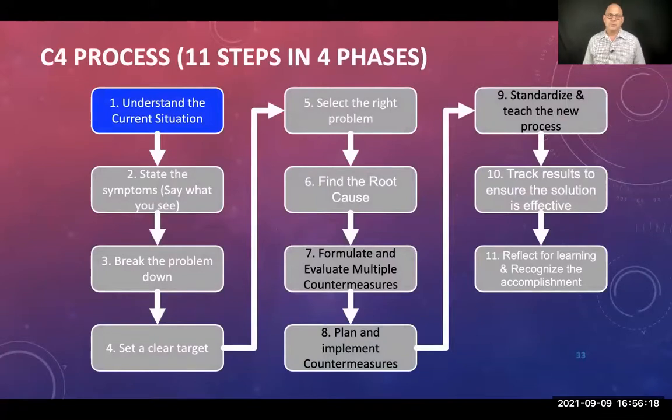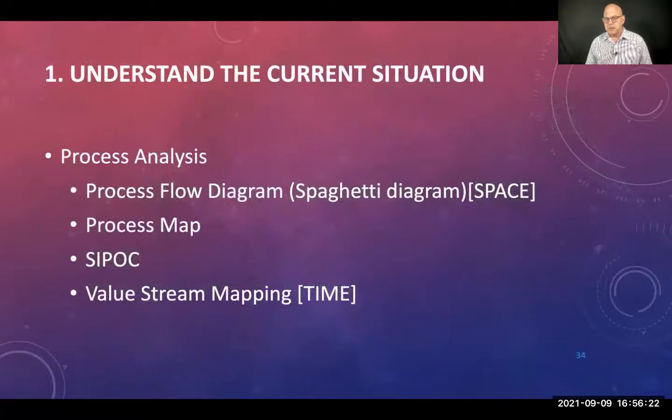We're still in step one, understanding the current situation, and we're still talking about process analysis now. So here are a couple of tools that I want you to think about using. The first is called a process flow diagram. Most folks call it a spaghetti diagram, and it gets that name because it looks like a plate of spaghetti most of the time. But what I want you to understand is that the process flow diagram is necessary to get a spatial understanding of what's going on.